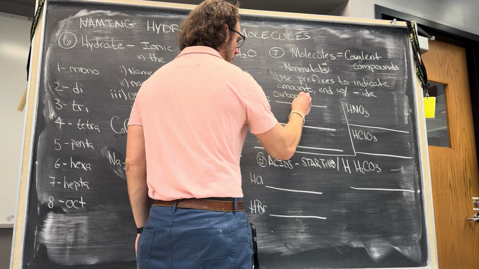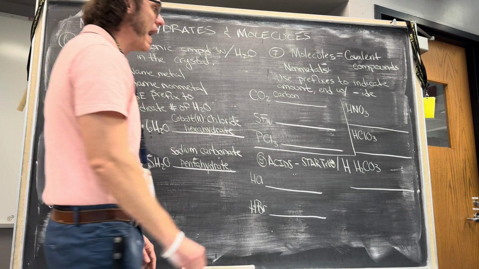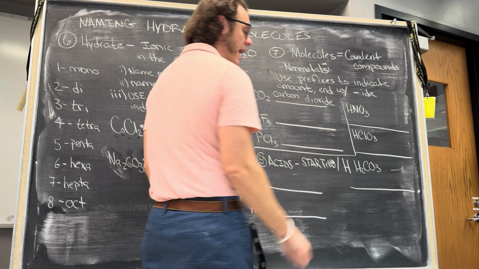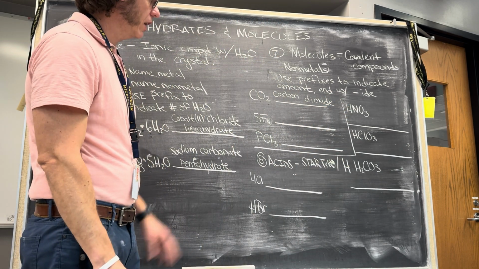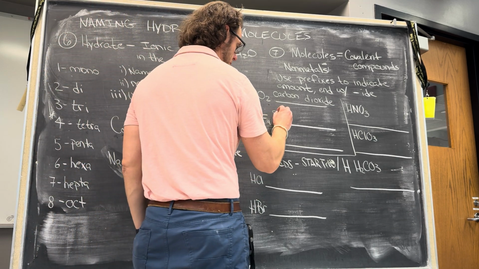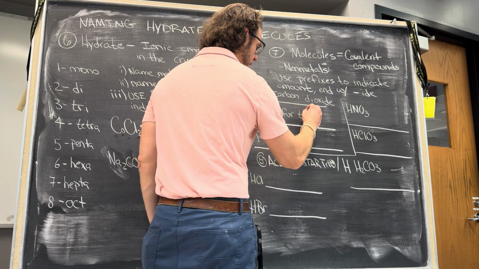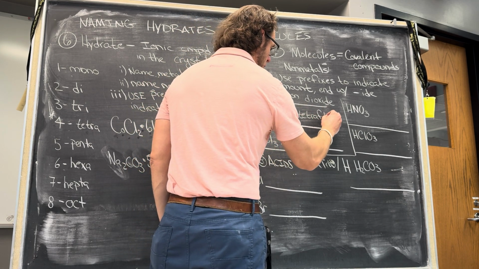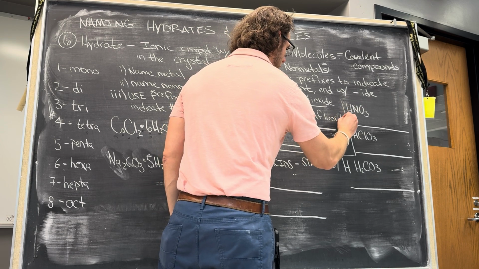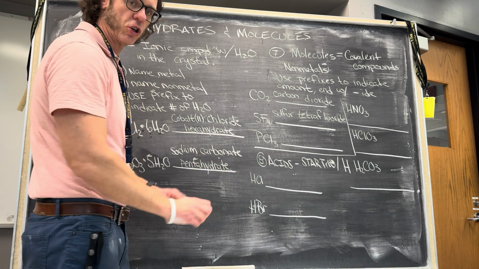CO2, you guys have heard of this compound before. Carbon. How many oxygens are there? There's 2, and our prefix for 2 is di. Carbon dioxide. Down here, SF4. Well, first element is sulfur. Then there's 4 fluorines, tetrafluoride. Sulfur tetrafluoride. Now, I'm going to change this a little because I want to show you something, all right?